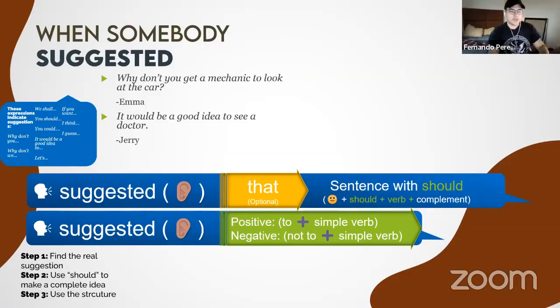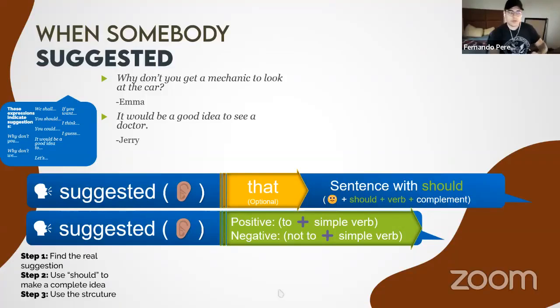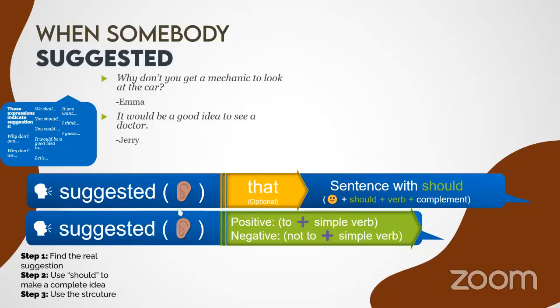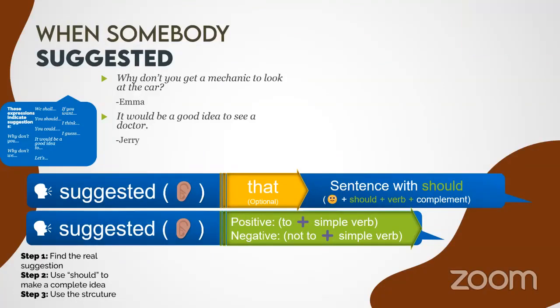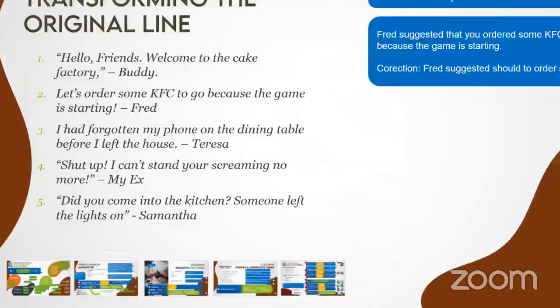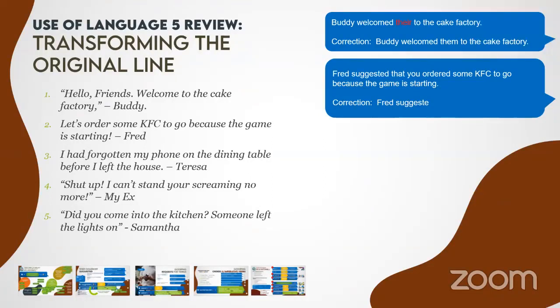First, select what option are you going to use. The should or the 2? Both? No, only one. This is correct and this is correct. So you have two options. You need to select one option. Fred suggested to order. Exactly.